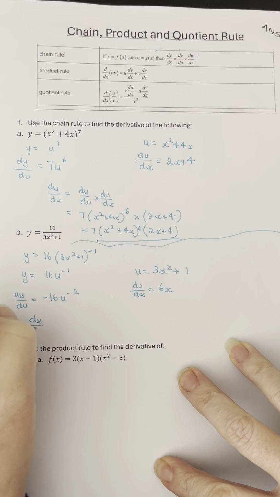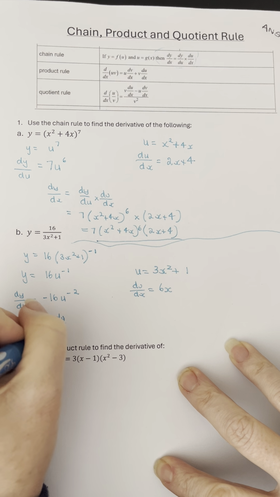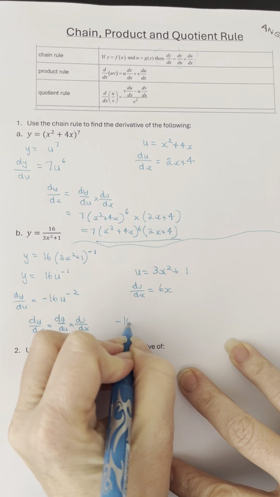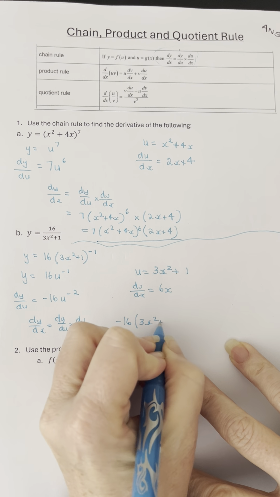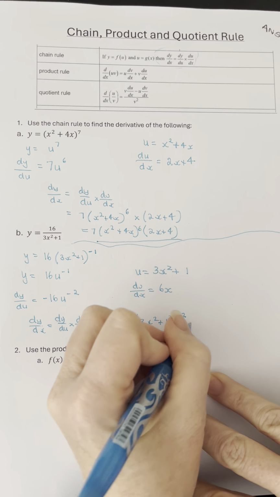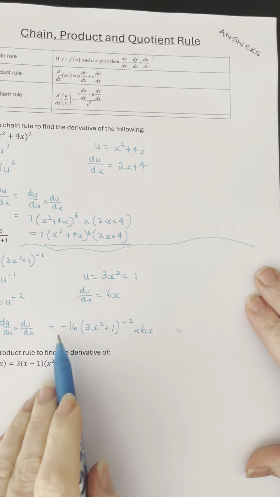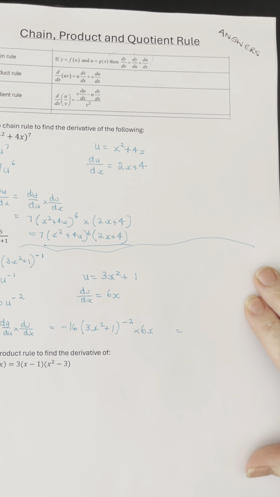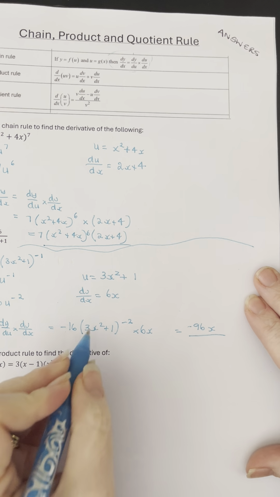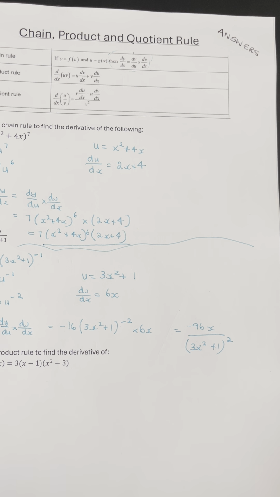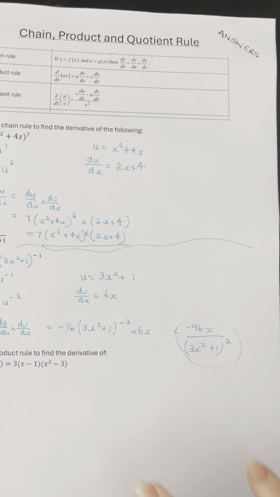Now I'm going to bring those two together. My dy on dx is going to be dy on du times du on dx. So I have negative 16, I'm going to put my u back in, 3x squared plus 1, that's raised to the negative 2, and I'm multiplying that by 6x. Now what I can do to simplify that is I can put that negative 16 times 6 on the top, so negative 96, and I've got an x, and then I can take this bracket to the bottom and put it to a power of a positive 2. So I'm leaving it with positive indices.